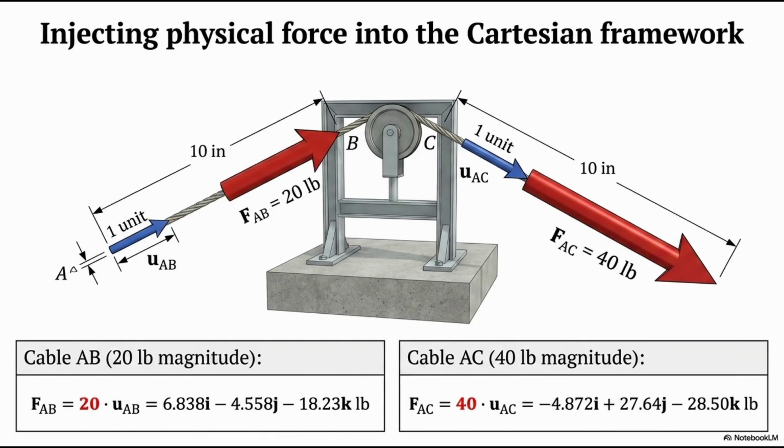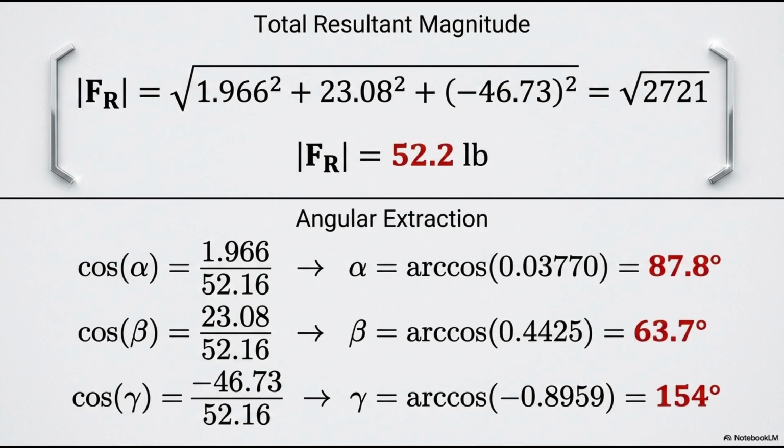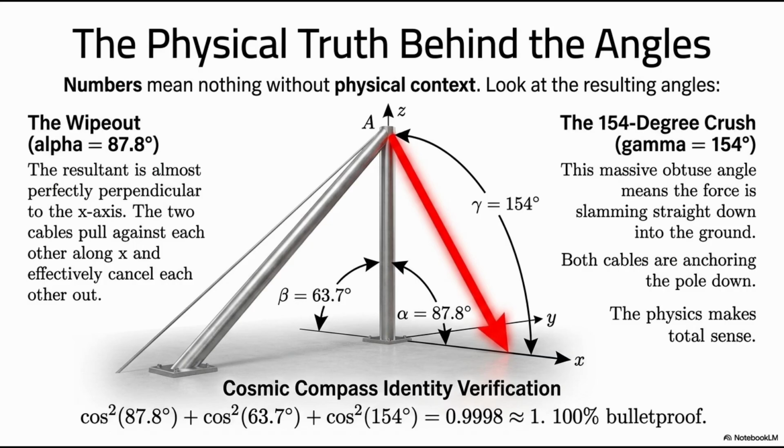Let's find the total size of this resultant force. We'll call it 52.2 pound for the final answer. Finally, let's extract the coordinate direction angles. Don't rush this. Get the cosines first, then hit inverse cosine. Look at alpha equals 87.8. That means the resultant force is almost perfectly perpendicular to the x-axis. Why? Because the 2 cables pull against each other along x and pretty much wipe each other out.